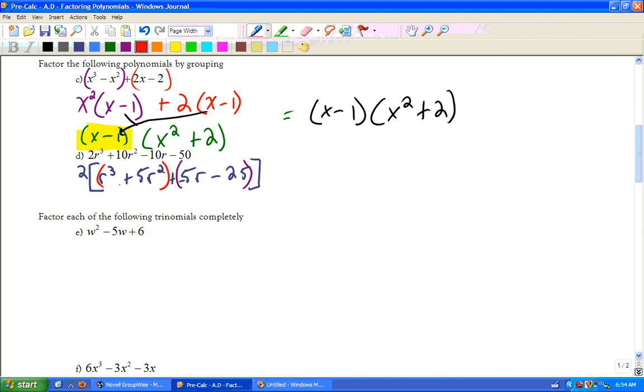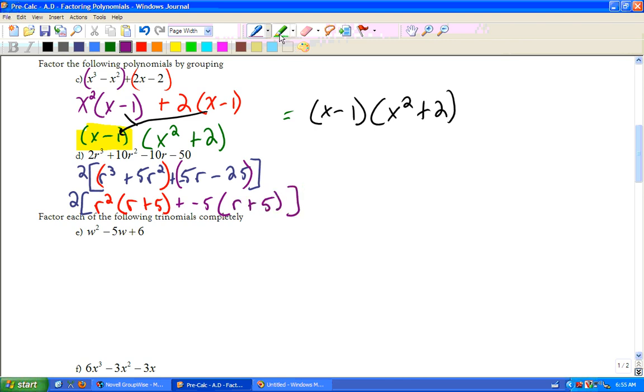The GCF between r cubed and 5r squared is r squared. So we're going to pull out the r squared. We're left with r plus 5. The greatest common factor between negative 5r and negative 25 is negative 5. So we're going to write plus negative 5 times r plus 5.